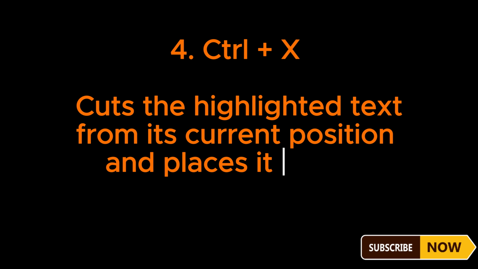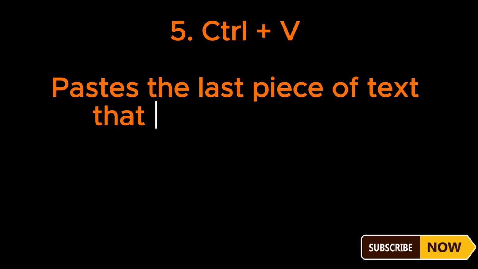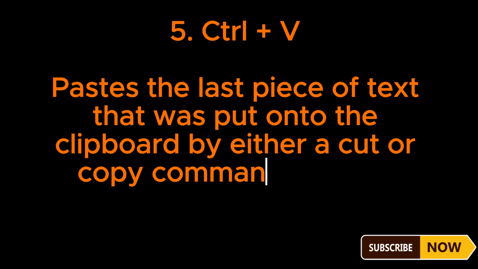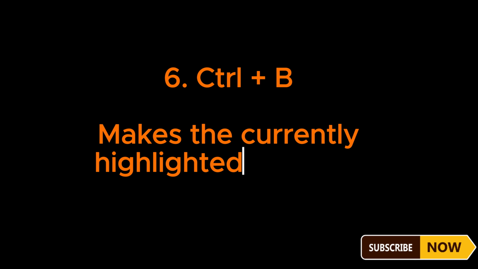4. Ctrl+X cuts the highlighted text from its current position and places it on the clipboard. 5. Ctrl+V pastes the last piece of text that was put onto the clipboard by either a cut or copy command into the current cursor position of the document. 6. Ctrl+B makes the currently highlighted text bold. 7. Ctrl+U underlines the currently highlighted text.